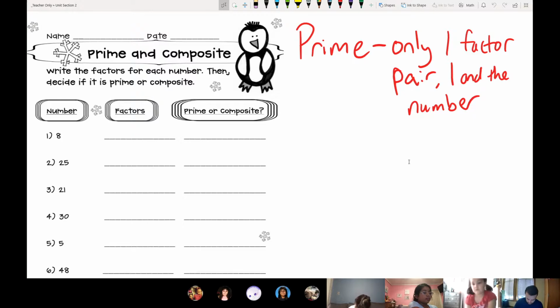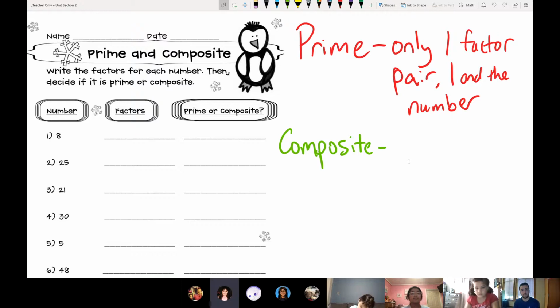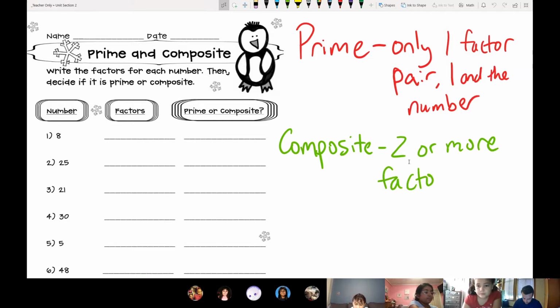Now, what about composite? I'm going to change my colors here. What does it mean if a number is composite? Camila? Composite means there was much more factor pairs. So much more factor pairs. Can I say 2 or more? Yeah. All right, so 2 or more factor pairs. Nice job, Camila. Nice job, Malia. I saw a few people with hands up, so that was awesome participation all around.